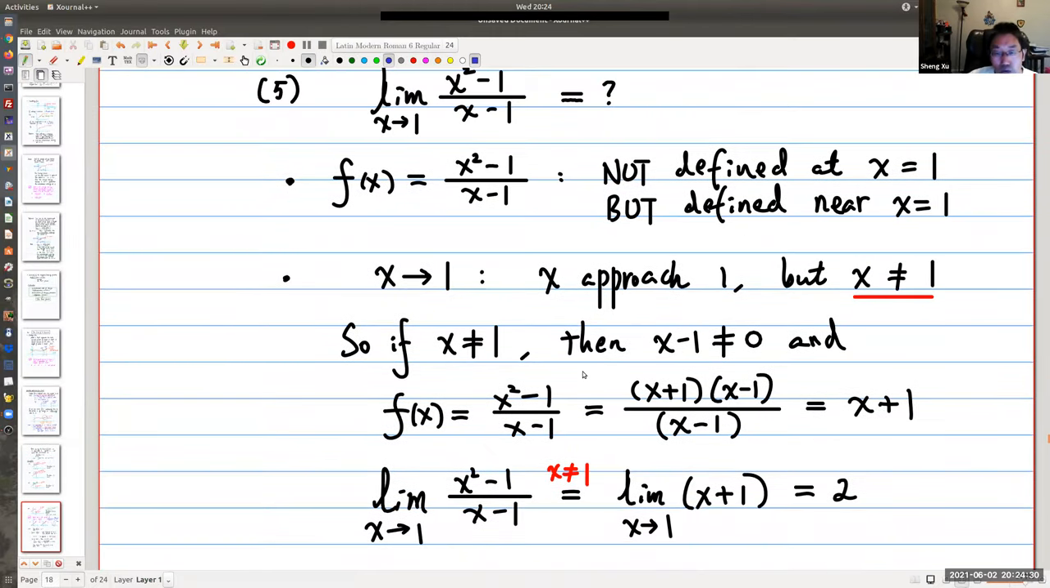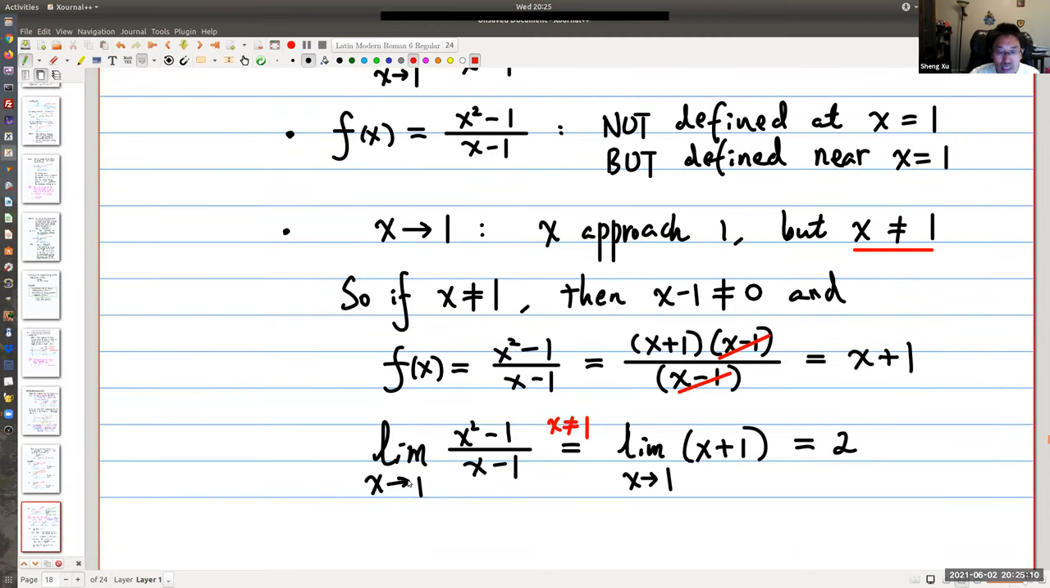So this is the solving process I already explained, right? Keep in mind this f of x is not defined at x equals one, but defined near x equals one. As x approaches one, remember x is not equal to one. It's just getting closer and closer to one. So if x is not equal to one, then x minus one is non-zero, so you can cancel x minus one, a non-zero factor. So f of x is just the same as x plus one. When x is not equal to one, f of x is the same as x plus one. So the limit of this function, as x approaches 1, would be the same as the limit of x plus 1 as x approaches 1, which is equal to. Clear?